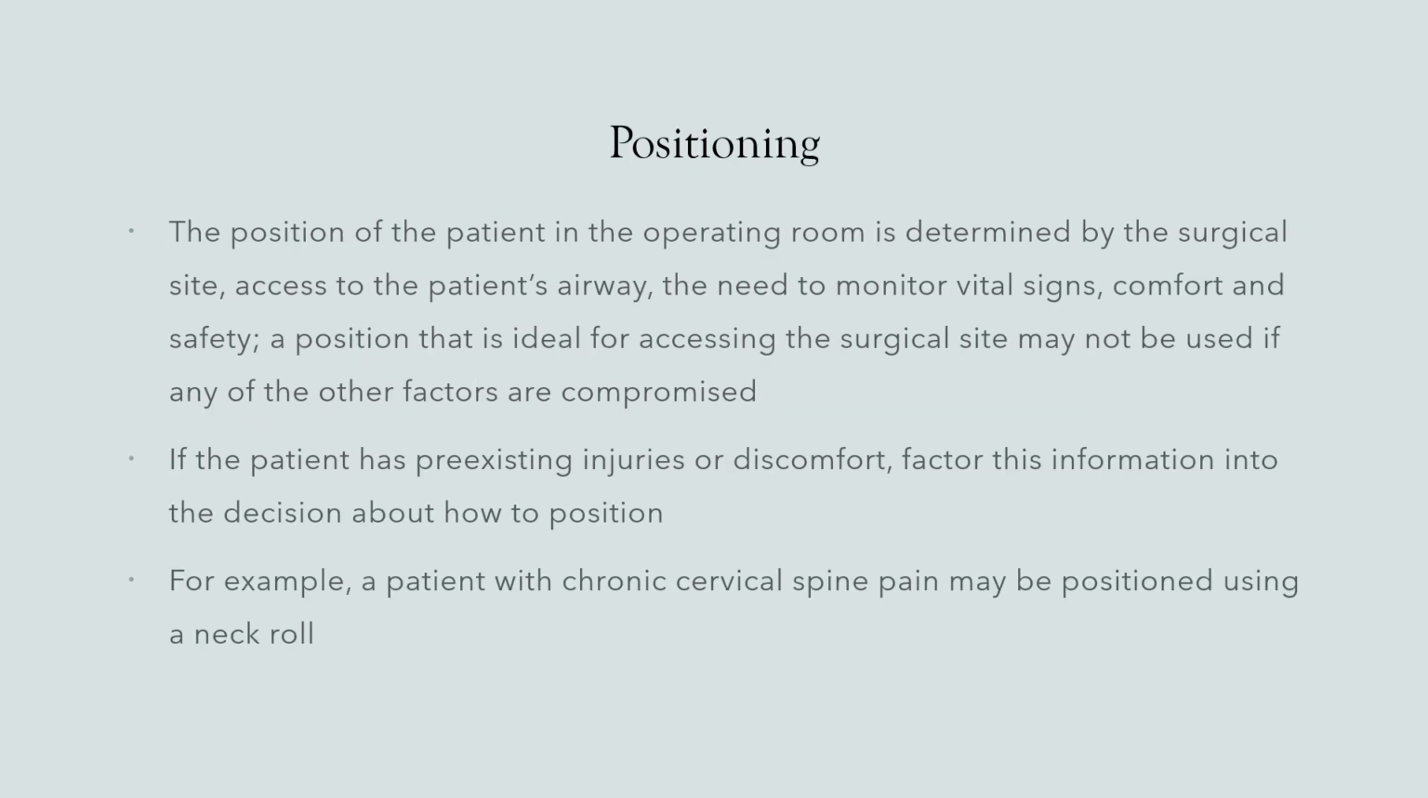So positioning. The position of the patient in the operating room is determined by the surgical site, access to the patient's airway, the need to monitor vital signs, comfort and safety. A position that is ideal for assessing the surgical site may not be used if any of the other factors are compromised. So if the patient has pre-existing injuries or discomfort, we need to factor this information into the decision about how to position. For example, a patient with chronic cervical spine pain may be positioned using a neck roll.